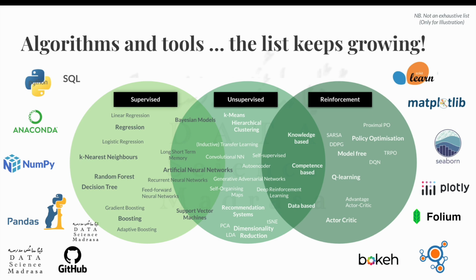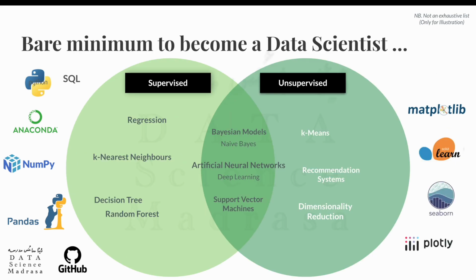So a quick walkthrough. From the left hand side, we have the various Python-based open source libraries and development frameworks, Anaconda distribution, which includes various foundation libraries such as NumPy, Pandas, Matplotlib, scikit-learn, etc. All of this can be used to develop models in Python. Scikit-learn contains almost all of these algorithms that are listed in the Venn diagram for supervised, unsupervised, and reinforcement learning. But let's see what's the bare minimum to become a data scientist.